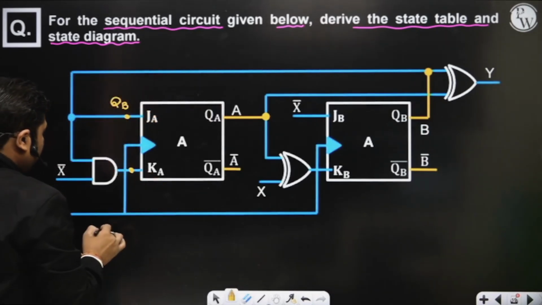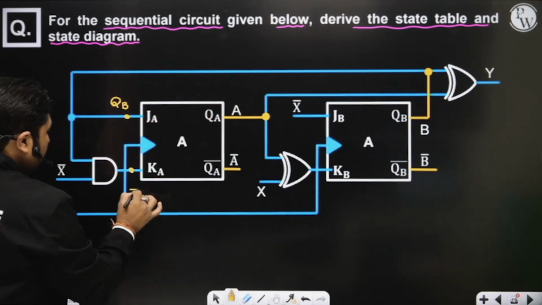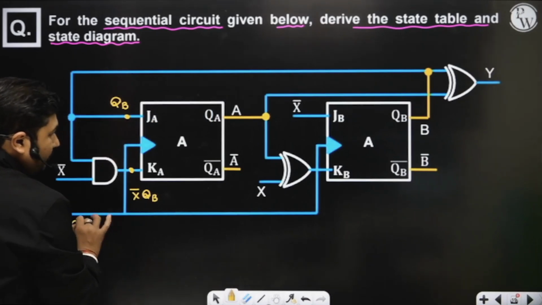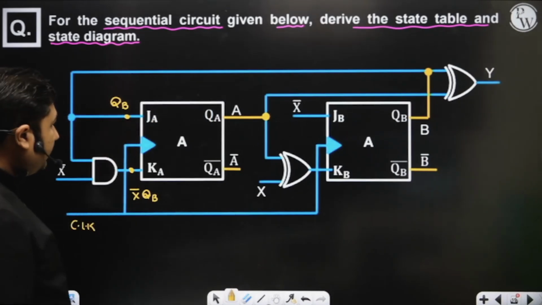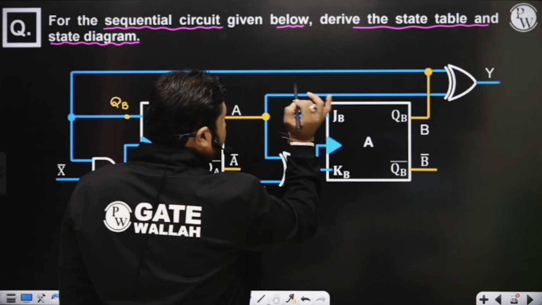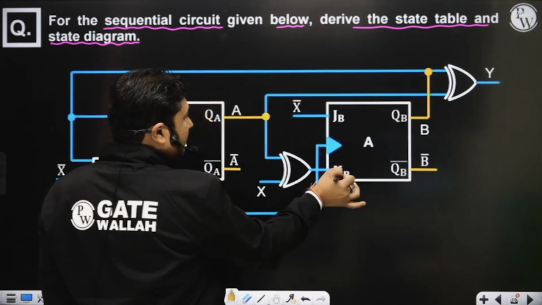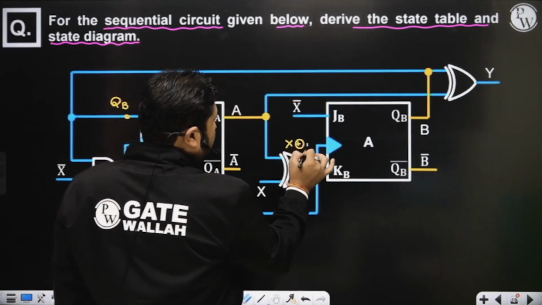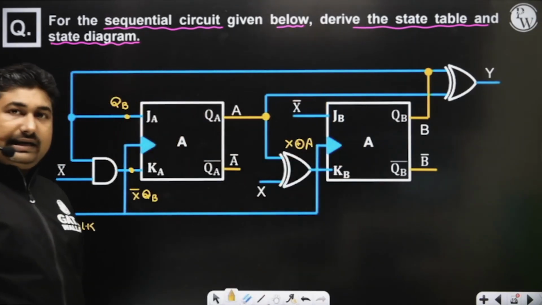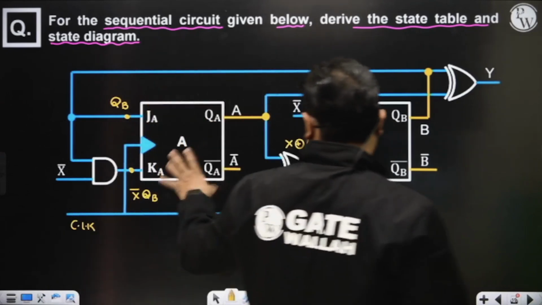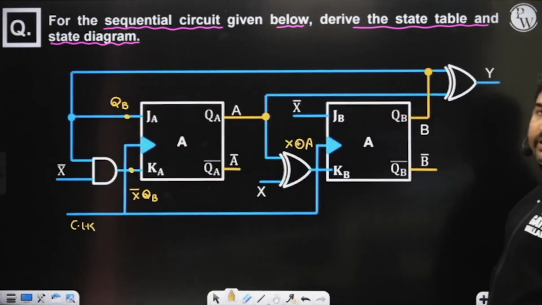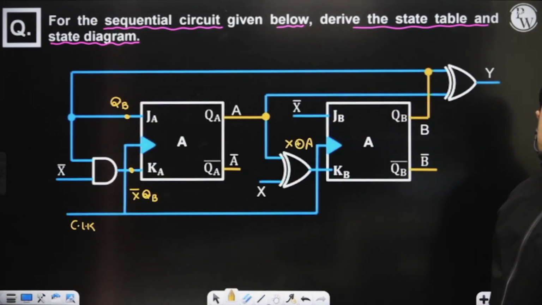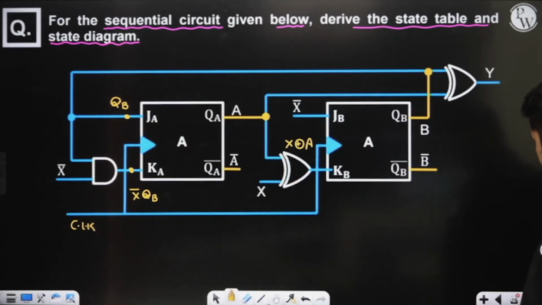And what is the input to KA? Input to KA is X bar QB, sir. This is your clock. Is it okay? Yes, sir. What is input to JB? JB is X bar, sir, and input to KB is X XOR A. So now we know about the input to JA, KA, JB, KB. Is it okay? Great, sir.